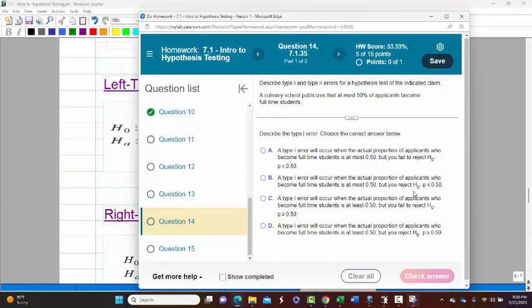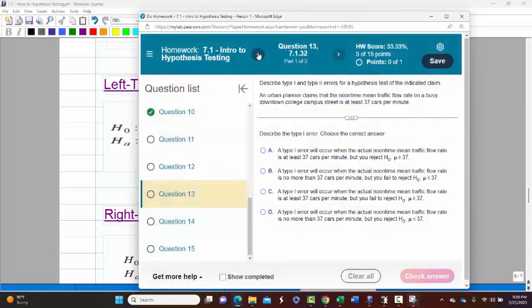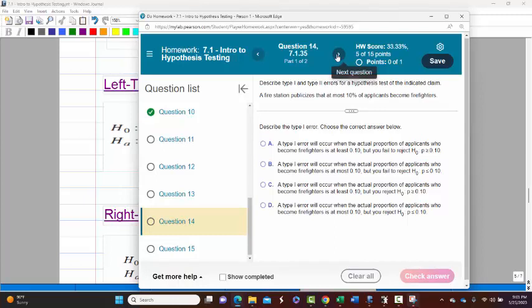Okay, here they're using P for proportions, but that's okay. Just don't worry about the symbol there. Or maybe I'll do that one and leave this one alone. Now, the fire station publicizes that at most 10% of its applicants become firefighters. At most means less than or equal to.